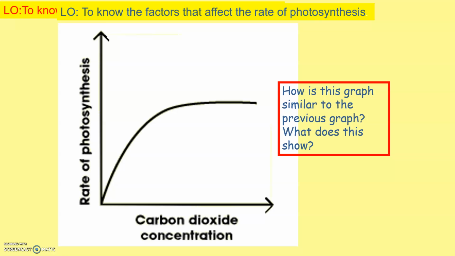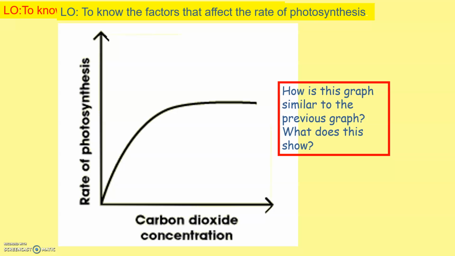So hopefully you've had a chance to compare the two graphs now, and you'll notice the graph is exactly the same shape as the previous graph. The y-axis is exactly the same, the rate of photosynthesis. However, the x-axis now is not light intensity, it's carbon dioxide concentration. So this graph shows that as carbon dioxide concentration increases, the rate of photosynthesis also increases. However, it reaches the same point where the rate levels off.